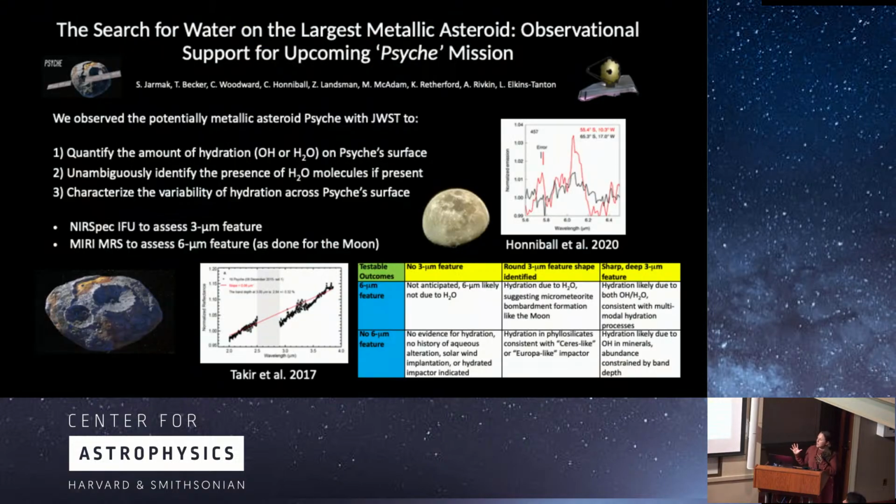And so this shows the takeaways in terms of the motivation behind the proposal for that Cycle 1 program, where we wanted to use NIRSpec to be able to assess this 3-micron absorption feature associated with either hydroxyl or H2O water. And you can see the left lower plot there. That was a potential detection of this 3-micron absorption feature on Psyche.